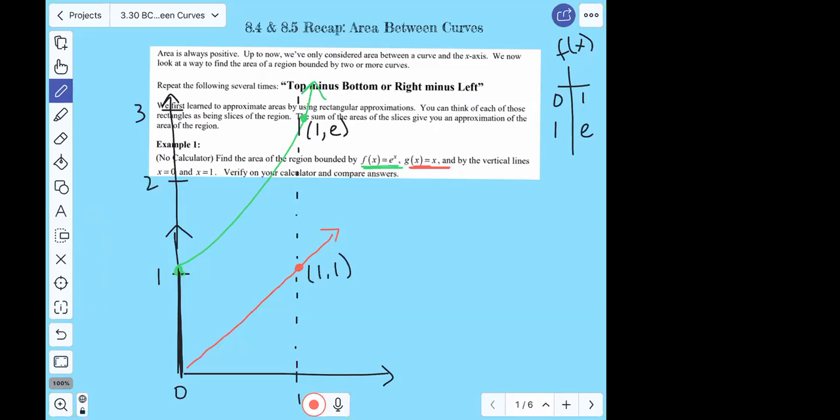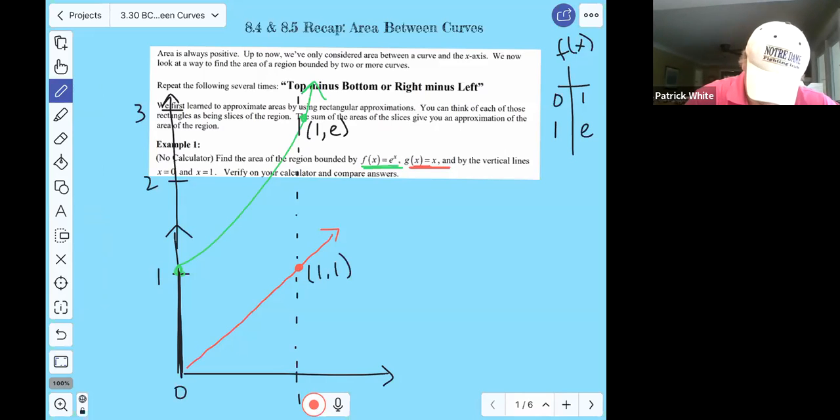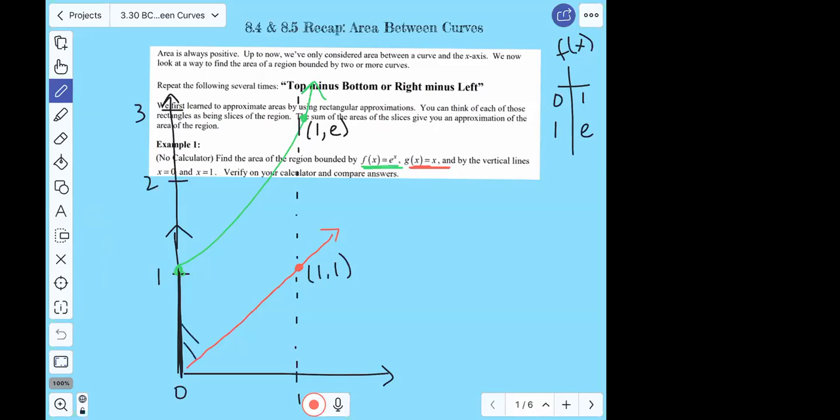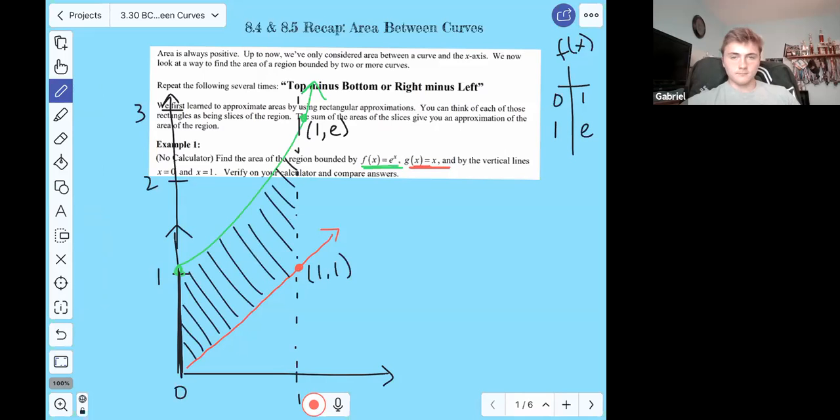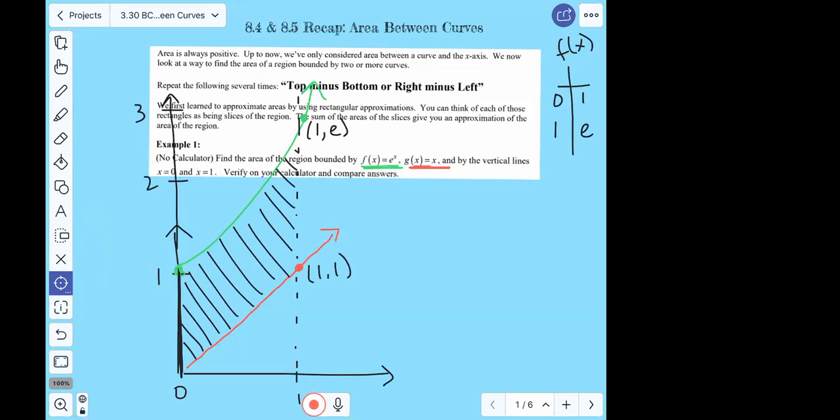So this is a vertical distance here. We essentially want to find the area between these two curves: our green curve, e to the x, and our red curve, just x. Since we're going vertically like this, it seems backwards, but we want to do top curve minus bottom curve, and we're moving from left to right, so this is going to be in terms of x.